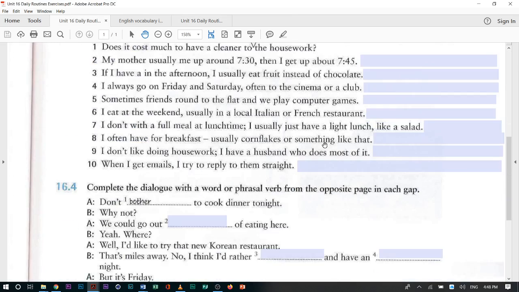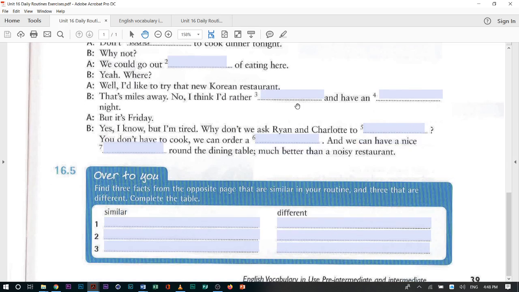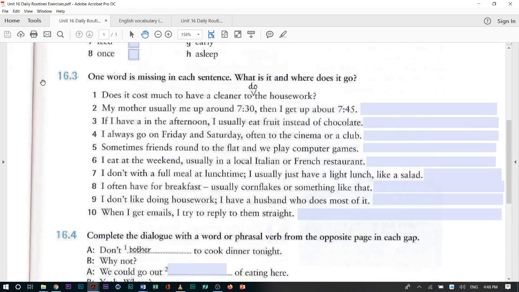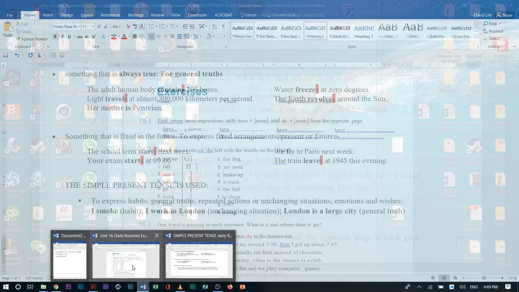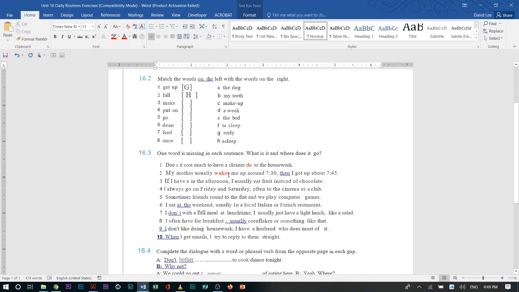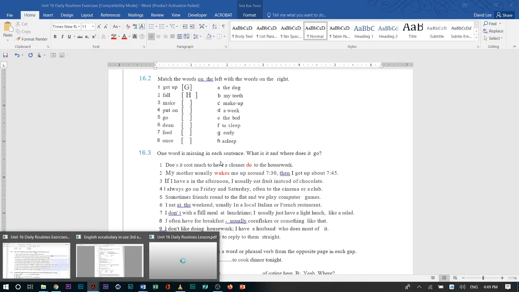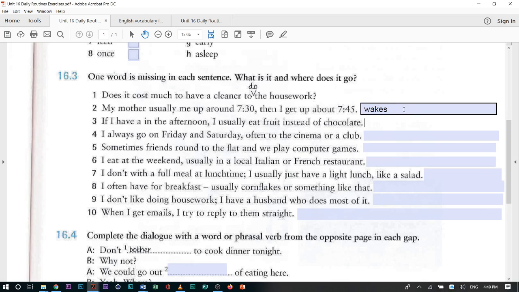For the PDF form, it is the same. Just write your sentence right here. The only difference in the PDF is 16.3. For 16.3, because we can't add it in here, you just write the verb down right here. You don't need to show me where you put it, because remember for number 2, I gave you the answer to number 2, wakes. Alright, so for the PDF file, just write the verb right here, wakes. Do it for the rest of this.